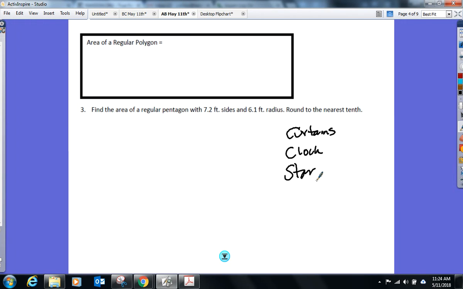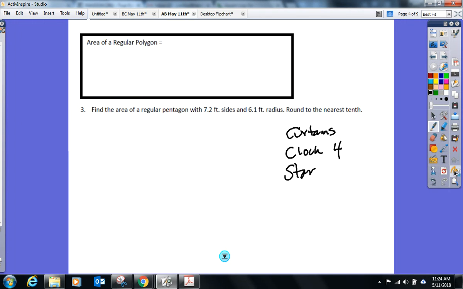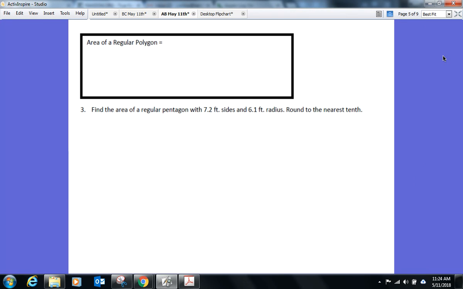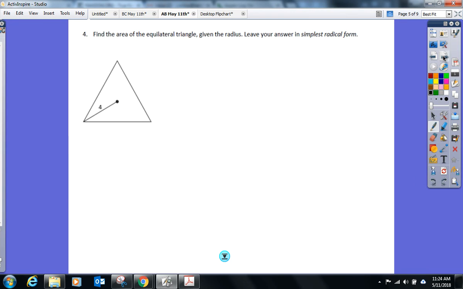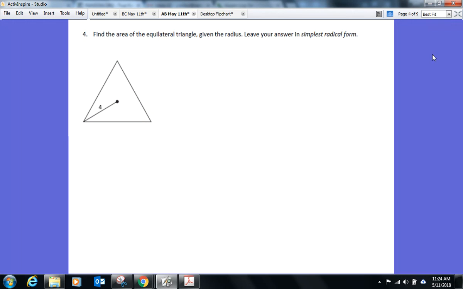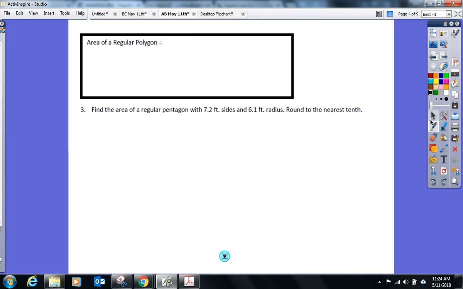That's it? Curtains. Clock. I'm going assuming star. Okay. Ready? Star Promethean man. Ready? Okay, here we go. That was a clock, ladies and gentlemen.